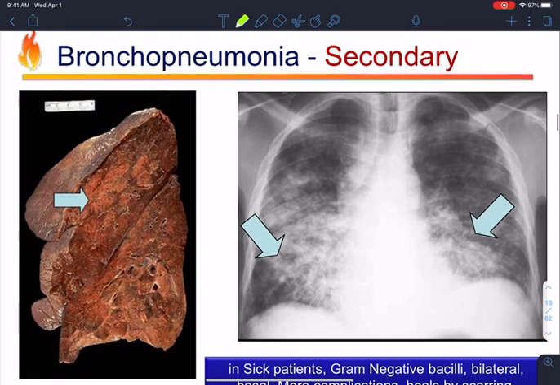Here is bronchopneumonia, which is again going to be more in the bronchi. You can see it's much more diffuse, which just means it's more spread out, and it looks different. It's not just restricted to one lobe, but it's restricted to the bronchi, kind of all over.